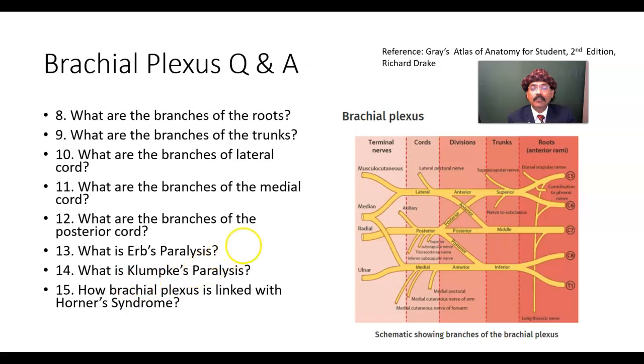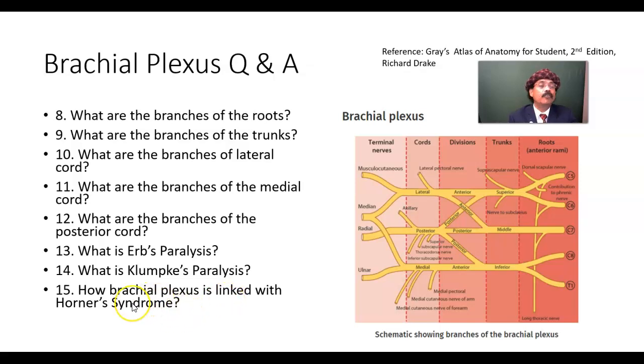How is the brachial plexus linked with Horner syndrome? Yes, the postganglionic sympathetic fibers are distributed along with the branches of the brachial plexus. So we'll get Horner syndrome in certain types of injury to the brachial plexus, especially in the root and trunk area. Okay, what will happen?